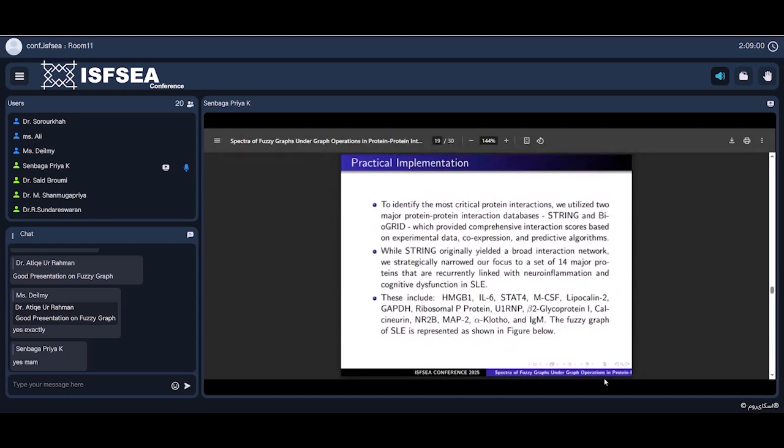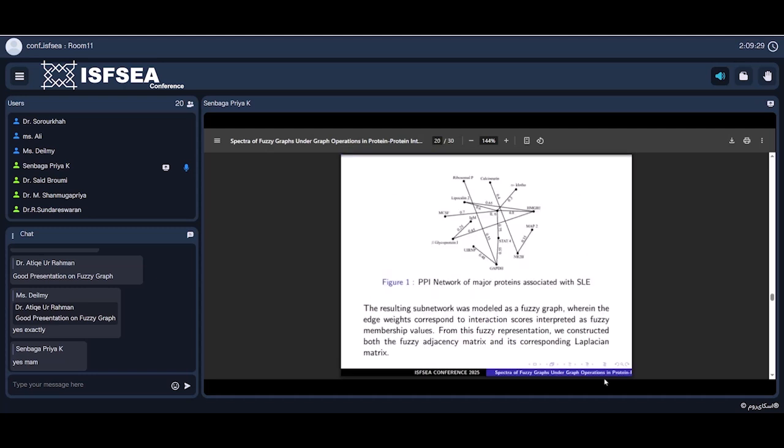To identify the most critical protein interactions, we have used two major protein-protein interaction databases. One is STRING and the next one is BioGRID, which provided comprehensive interaction scores based on experimental data, co-expression, and predictive algorithms. We focused on 14 major proteins that are recurrently linked to neuroinflammation and cognitive dysfunction in SLE. So these are the proteins, and with this, we have arrived at the fuzzy graph.